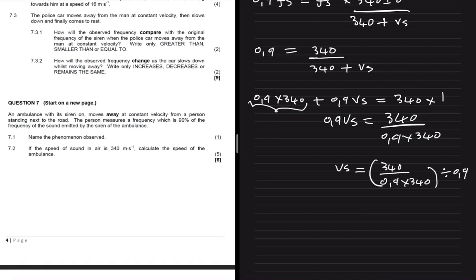divided by 0.9. Now it's just a matter of putting that in the calculator. Let me go ahead and do that. So we have 340 minus 0.9 multiplied by 340, divided by 0.9. So VS is 1.2345 meters per second.